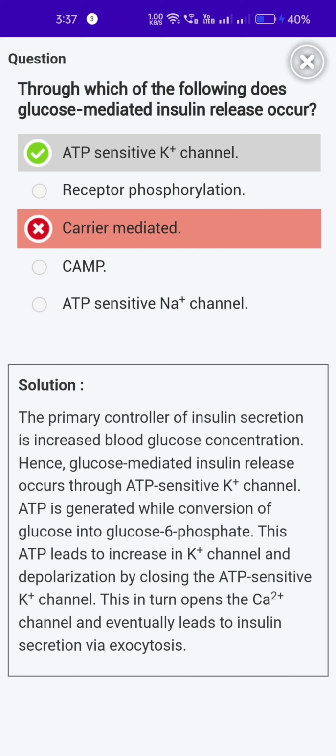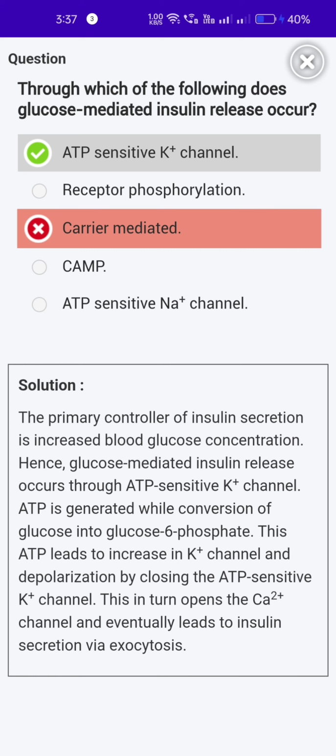But I remembered facilitated diffusion from the other question, that is in the placenta. So I kept carrier mediated because it is facilitated diffusion in the placenta. So don't get confused. Here glucose mediated insulin release is by the ATP sensitive potassium channel, whereas glucose transport in the placenta is by facilitated diffusion via GLUT receptors.